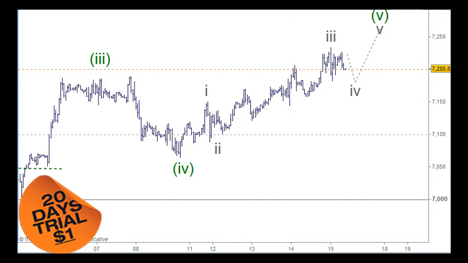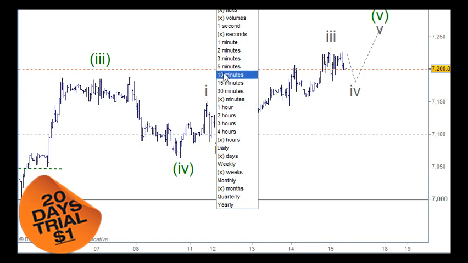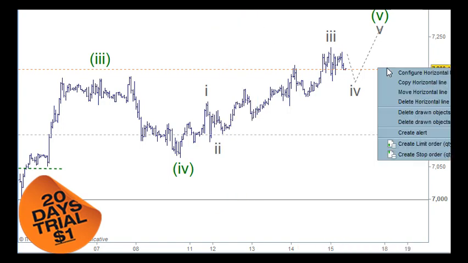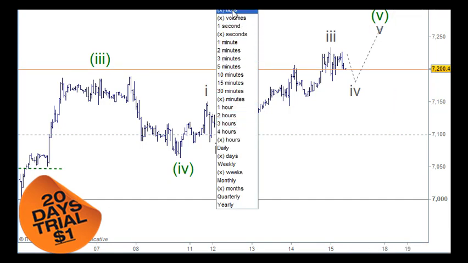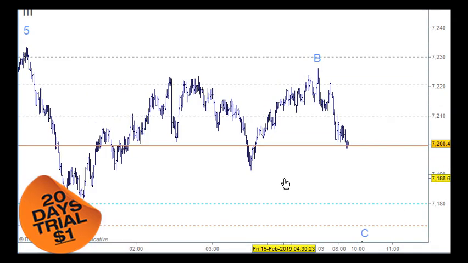So I'm just going to go to the tick chart here because we need to do strategy here. This 72 number here is kind of important to me. So 7,200. So let's go to the tick chart here and get a little bit of strategy in here.